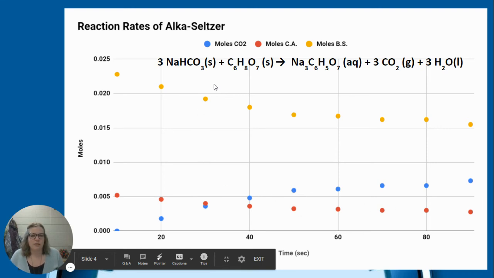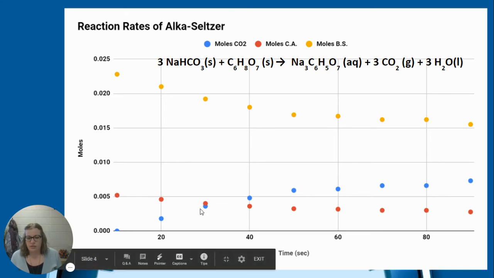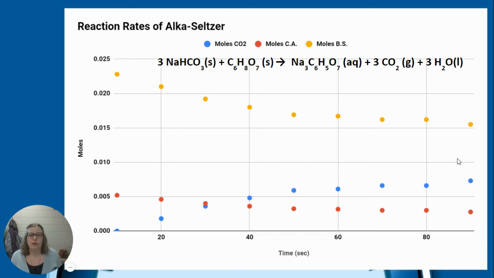And that is because of the coefficient of 1 in front of my citric acid. So what's going to happen is that I'm only going to use up 1 mole of citric acid for every 3 moles of baking soda that gets used up. So if you look at this, you're going to see a much more dramatic decrease overall in the number of moles for baking soda because it gets used up 3 times as fast versus the citric acid, which is being used up at a rate 1/3 that of baking soda.